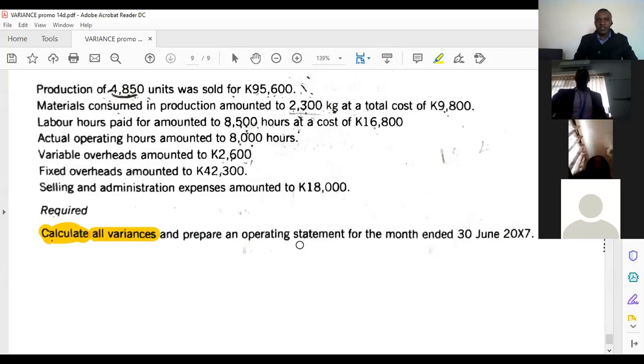So let's begin. When the question says calculate all variances and prepare an operating statement, it means they're asking you to calculate all cost variances. If the examiner wants you to do mix and yield, it will be specific, he will tell you mix and yield. If you want operation and planning, the examiner will not beat about the bush, he will simply tell you to do operational and planning.